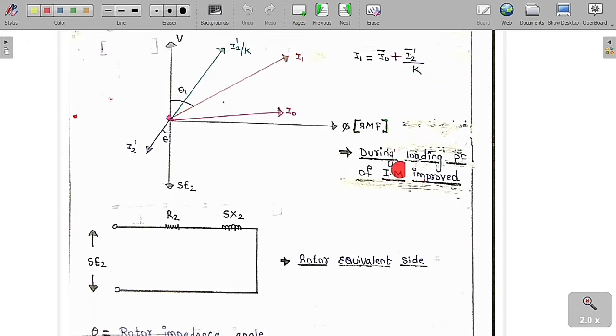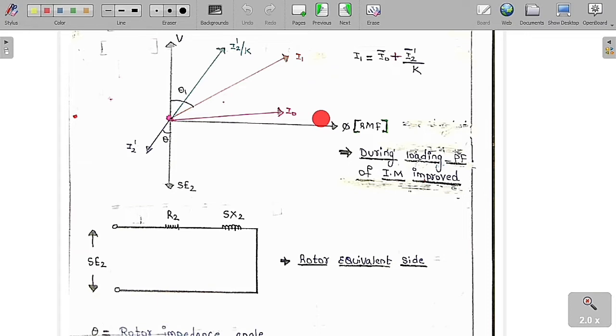Therefore, during loading, the power factor of the induction motor is improved. You can see that as the power factor angle decreases, the power factor increases. So during loading, the power factor of the induction motor is improved with the help of this process.